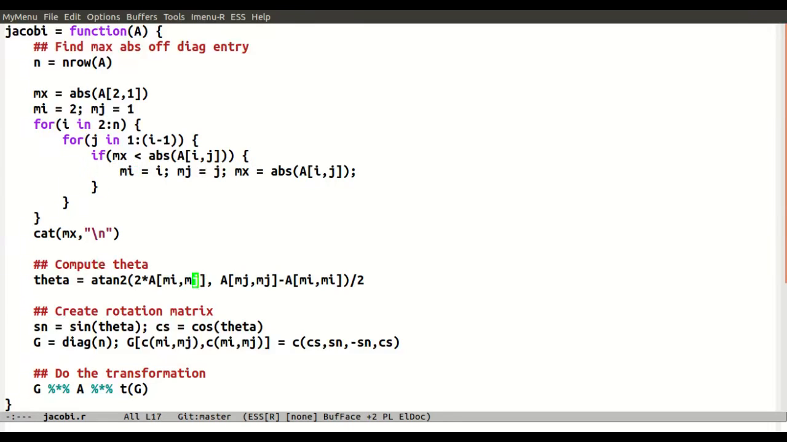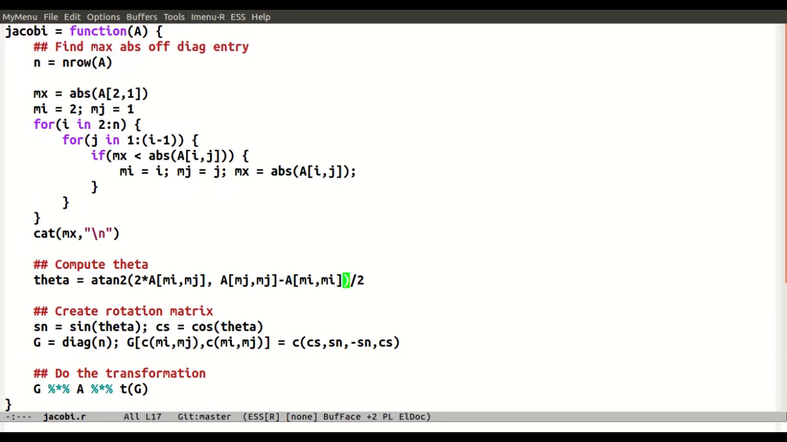So I basically use this formula, tan inverse of twice the off diagonal entry mi mj divided by a mj mj minus a mi mi. Tan inverse of that will be twice theta, so I divide by 2 to get theta. Now I am not using the usual tan inverse function atan, I am using the function atan2, which basically takes care of the denominator being 0. So if the denominator ever vanishes, it still will give you the right result.